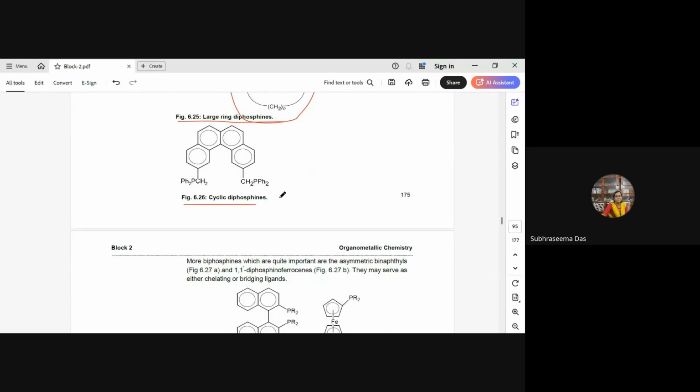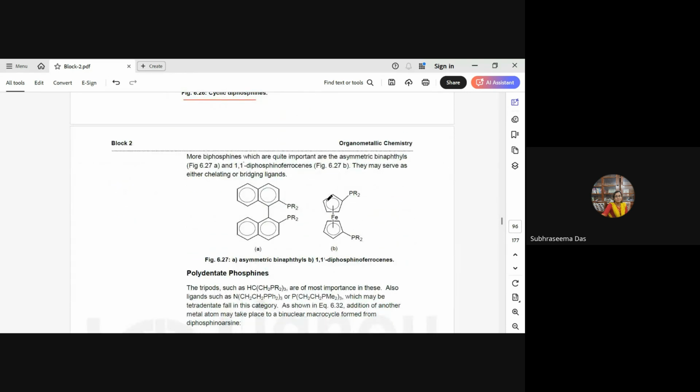In figure 6.26 you can see a cyclic diphosphine. Here two phosphine groups are there, but it is cyclic in nature. More diphosphines which are also important are the asymmetric binaphthyls, shown in figure A. This is an asymmetric binaphthyl, also an example of a diphosphine ligand. And the second is 1,1'-diphosphinoferrocene. This is also an example of a diphosphine ligand. In most of these cases, when such ligands are used, the resulting complexes are usually bridged or chelates in nature.